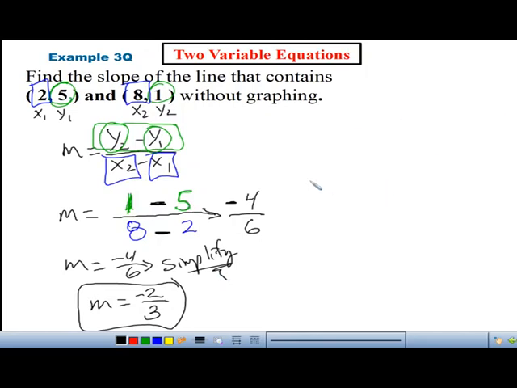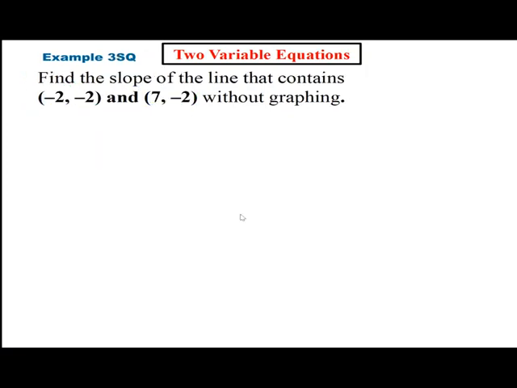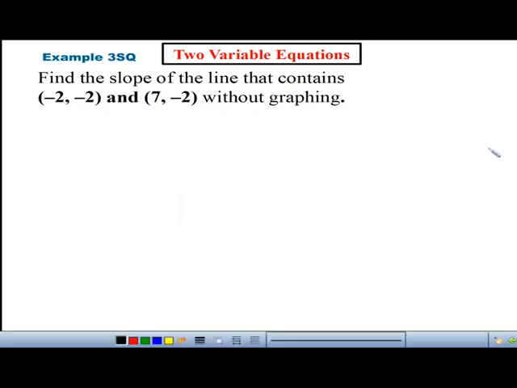You do one by yourself. Very important, guys. Make sure you write your subtraction for the numerator and the denominator first before you substitute, or else you're going to make a mistake. And I'll clarify that in the next one. Example 3 super Q. You don't have to write the instructions anymore. You already have them. The points given are (-2, -2) and (7, -2). Find me the slope. 30 seconds.